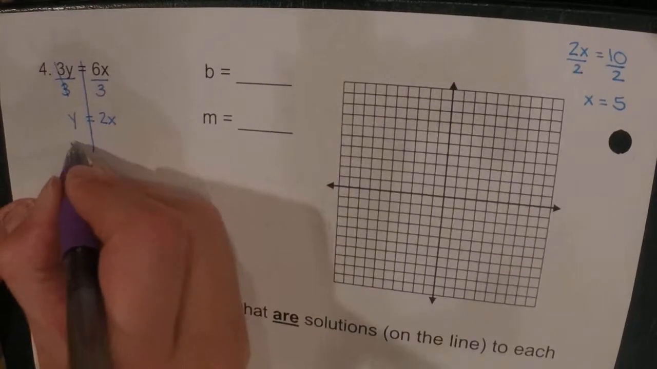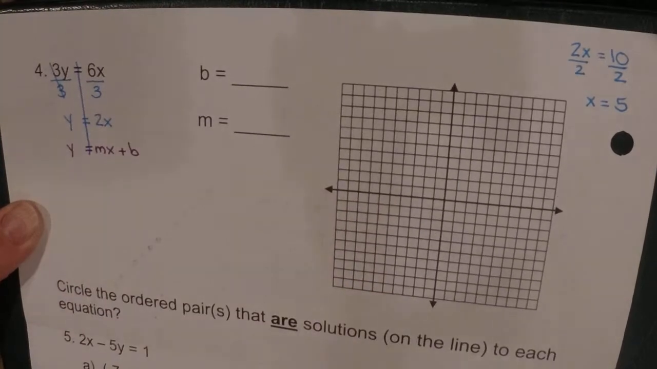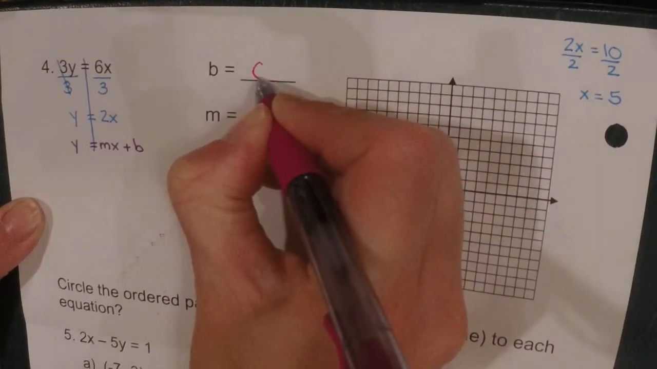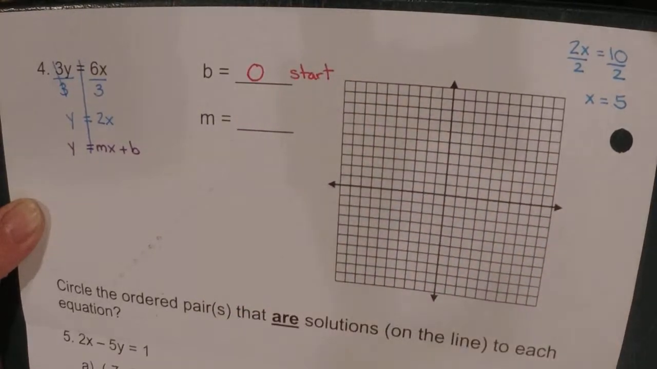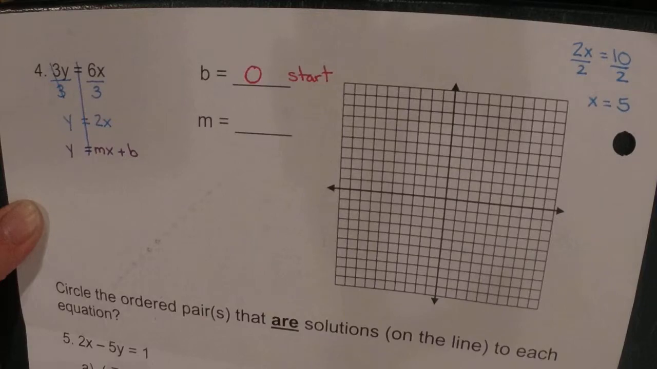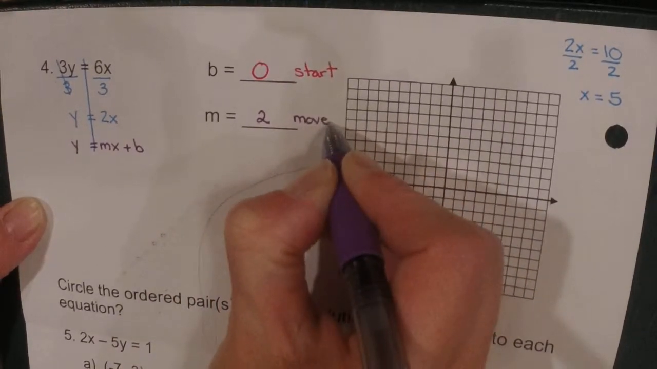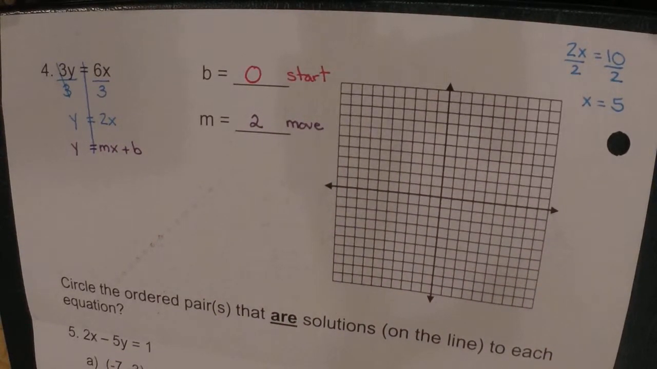So now we're ready to label y equals mx plus b. And we've talked about this a little bit before, but what to do if there's not a b value. Remember, that means we begin, or we start at 0. And then, of course, our slope is 2, and that will tell us where to move. So you guys can go ahead and graph that one. Good. So now let's look at the problems that are on the bottom.